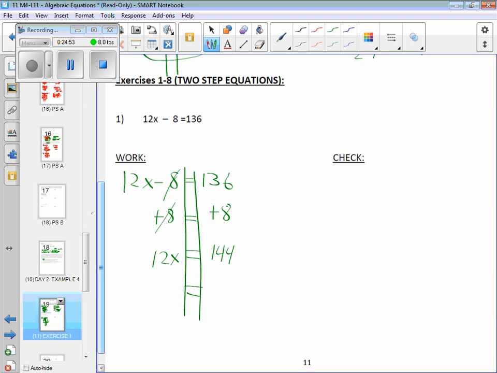Then you divide that by 12. Then what cancels out on the left? 12. What's left? X. And 24 divided by 12 equals 12. Yay. Here comes the check.